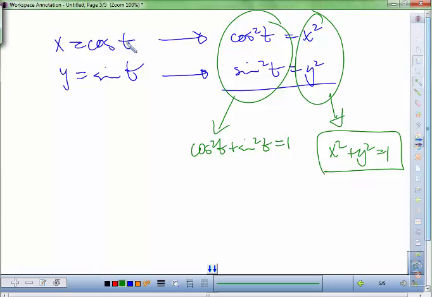Now, whether you had 2 pi here or whether you had the sine and cosine switched, you'd still have the same image. So that's the same idea, where you have different parametric equations drawing the same graph, the same parametric curve.